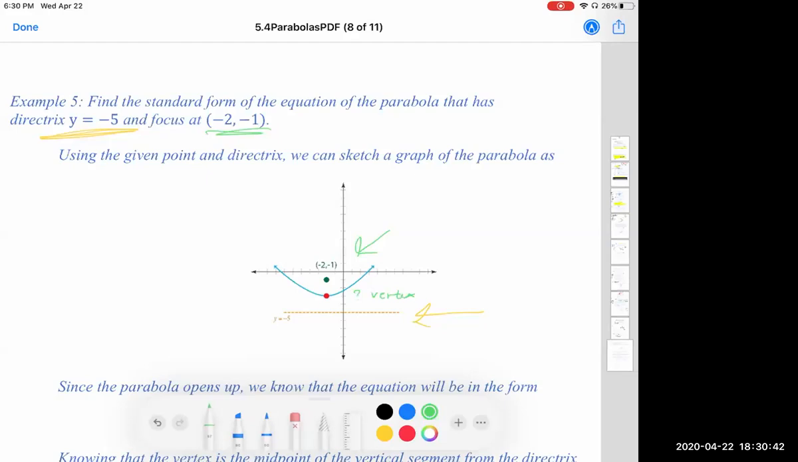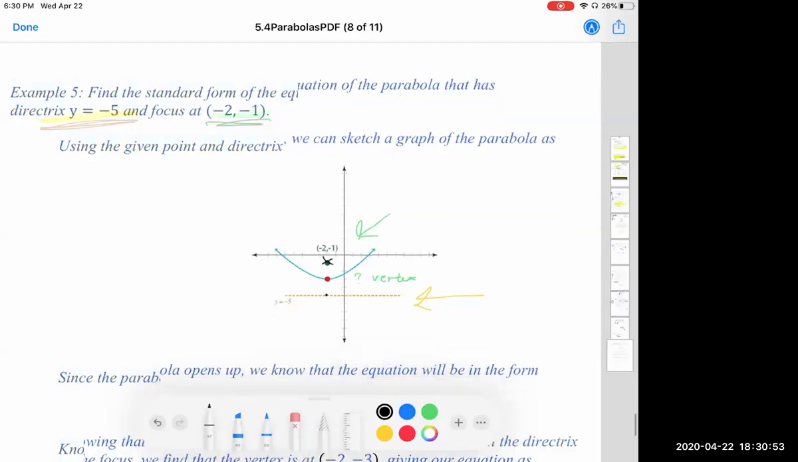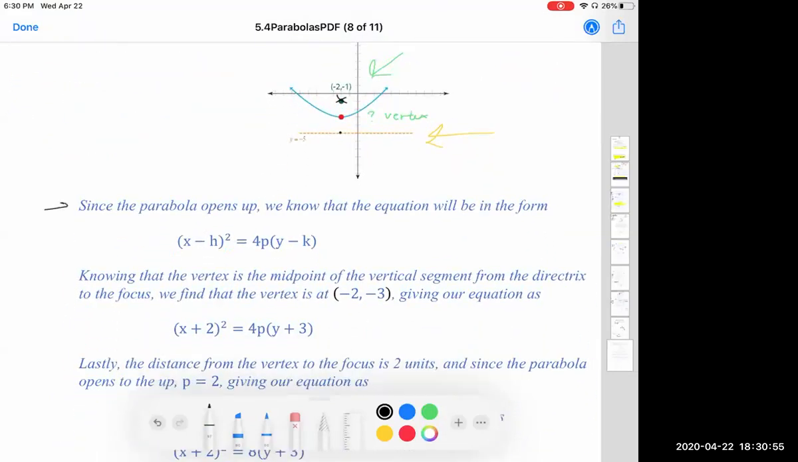Now, how can we find our vertex? Well, we know our vertex will be the midpoint from your focus to this point along your directrix. Let's continue. Since the parabola opens up, we know the equation will be of the form (x - h)² = 4p(y - k).